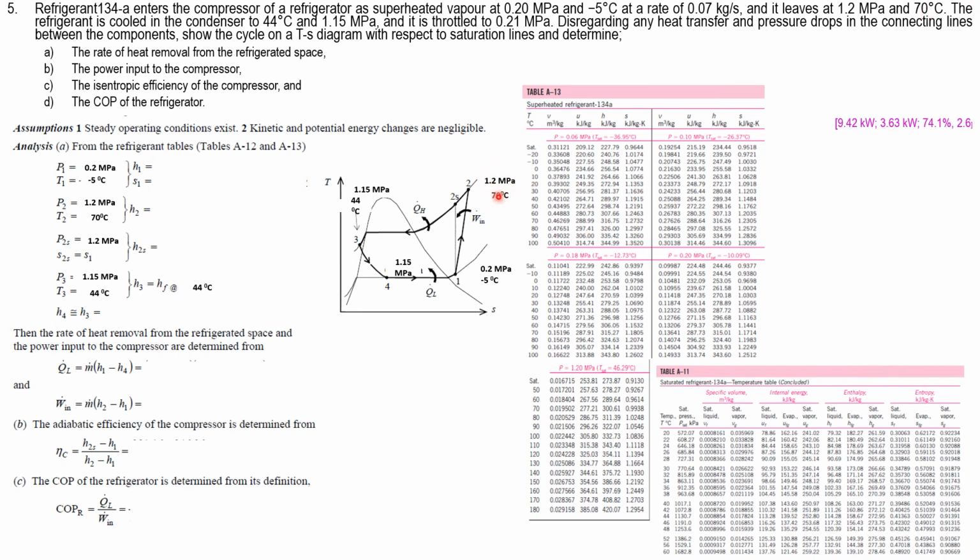1.2 megapascal, 70 degrees C. Right, so you compress it to this pressure, and as a result of that, your temperature increases from -5 degrees C to 70 degrees C, as shown on the TS diagram here.